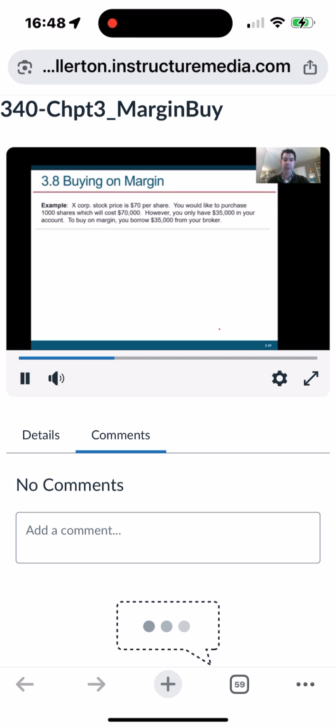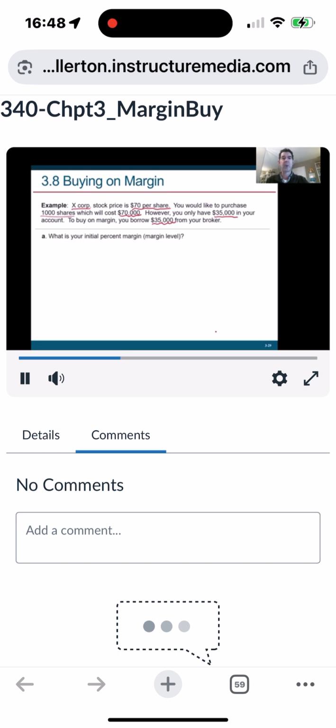Okay, so this is going to be a running example. X Corporation, let's say their stock price is $70 per share. You'd like to purchase 1,000 shares. 1,000 times 70 is going to cost you $70,000. However, you only have 35,000 in your account. So to buy on margin, what do you have to do? You have to borrow the other 35,000 from your broker. That's the margin loan.